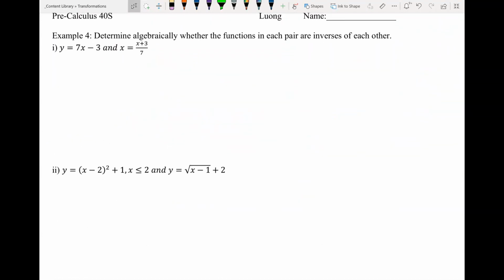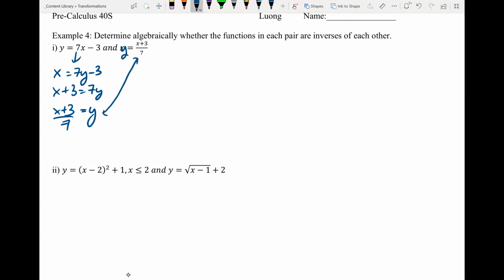Our last example. I want to determine algebraically whether the functions in each pair are inverses of each other. So I'm going to take this one and then find its inverse. So I'm going to switch the x and y values and then rearrange to solve for y. So I'm going to add 3 to both sides and then divide by 7 on both sides. And if you take a look, sorry, that's supposed to be y here. If we take a look at these two, they are the same.